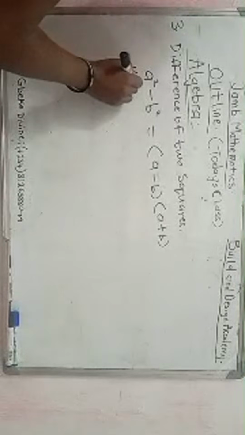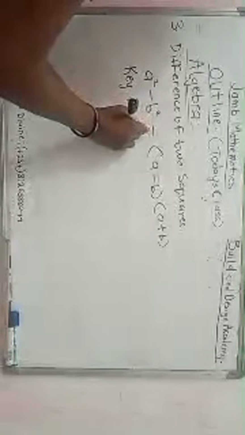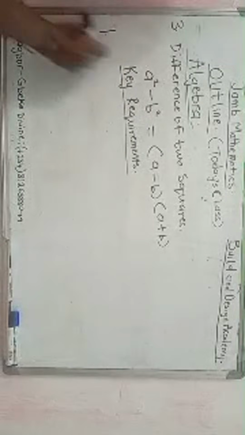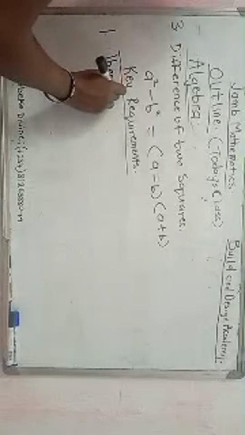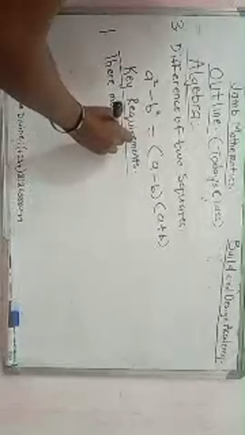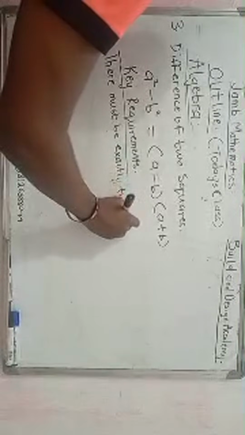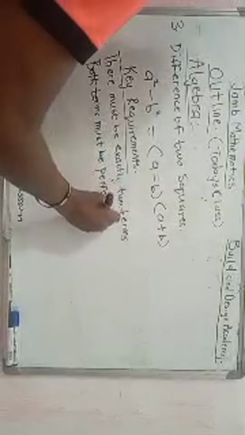Now, take note. The key requirements for difference of two squares. Write it down. Key requirements. The first one is there must be exactly two terms. Now, in this one we have a and b. So there must be exactly two terms. Secondly, both terms must be perfect squares.